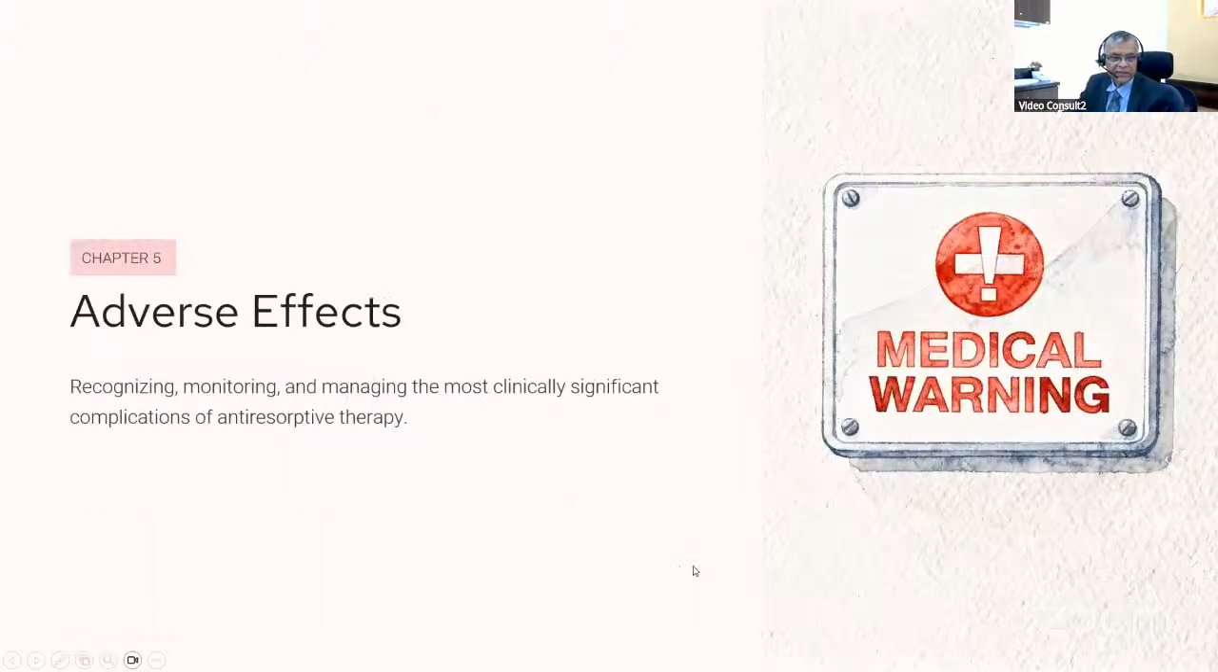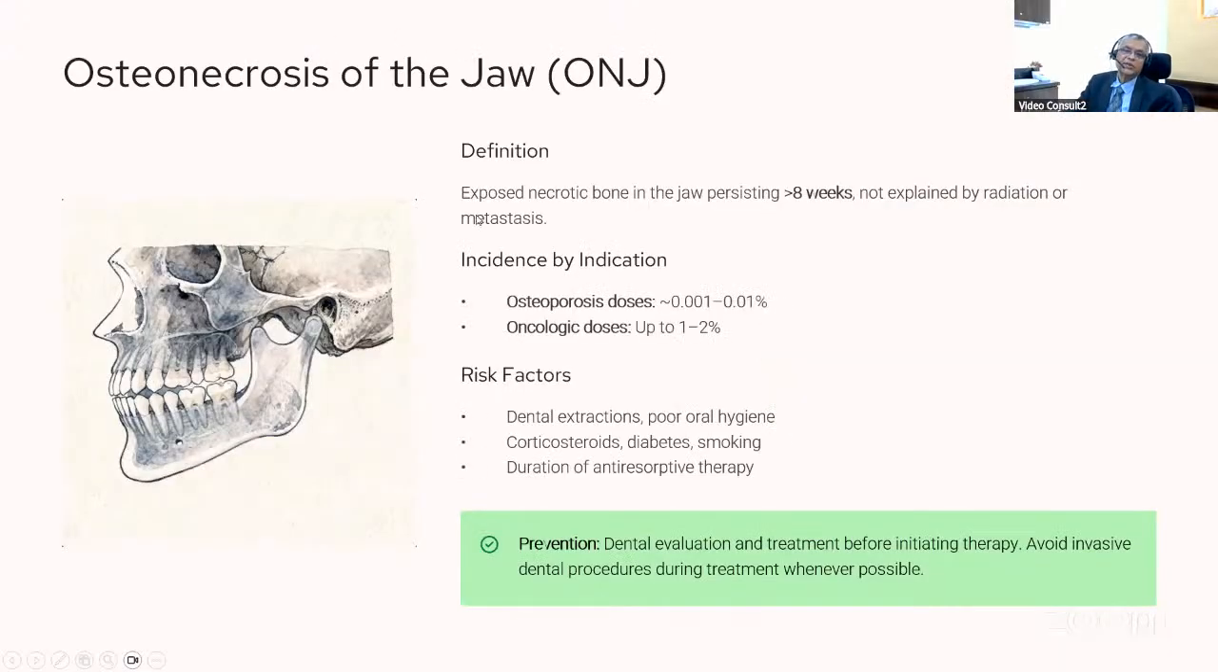So what are the adverse effects? Recognizing, monitoring and managing the most clinically significant complications of antiresorptive therapy. Osteonecrosis of the jaw: exposed necrotic bone in the jaw persisting for more than 8 weeks, not explained by radiation or metastasis, is the definition of osteonecrosis. Very, very rare at osteoporosis doses, 0.01%. Around 1% of oncology patients will get osteonecrosis.